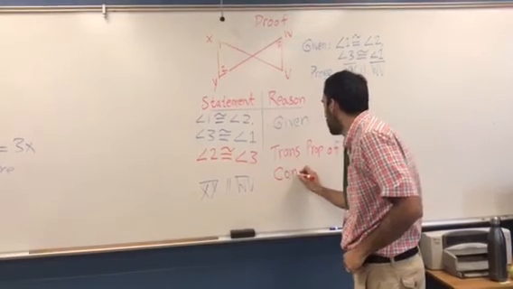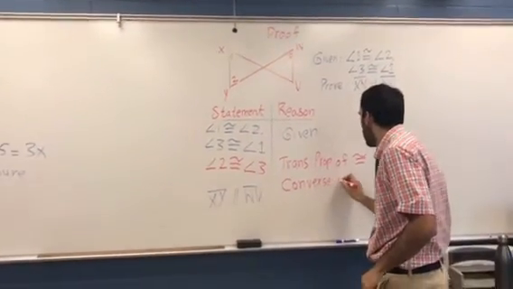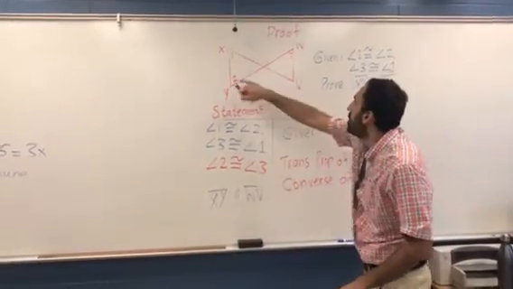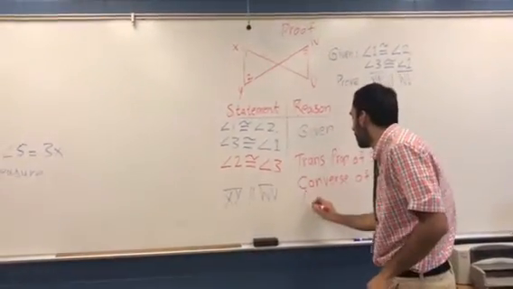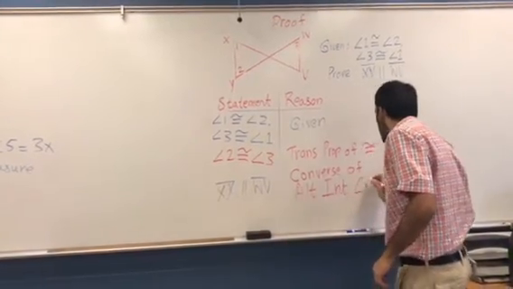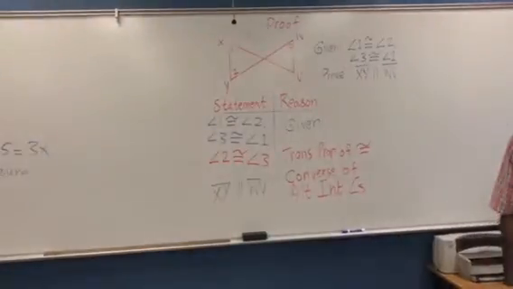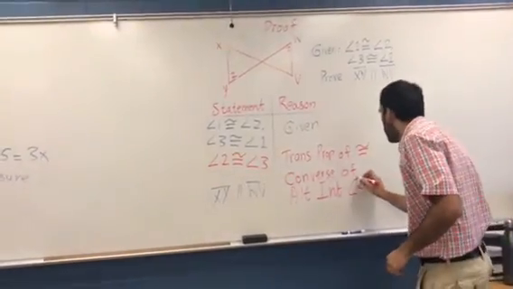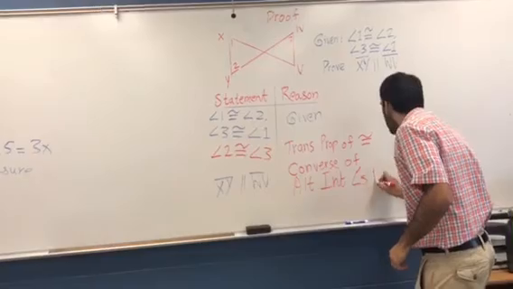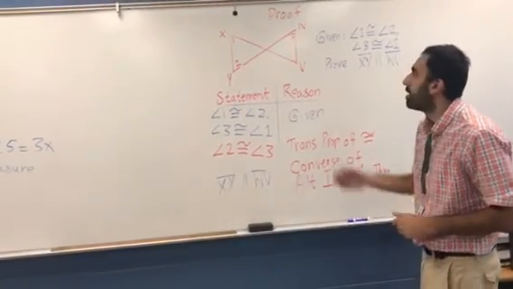Remember, when you're trying to prove that lines are parallel, you have to use the word converse. So it's converse of alternate interior angles, right? So it's the converse of alternate interior angles theorem. I'm just going to simplify. And that's it. We're done. That's your proof.